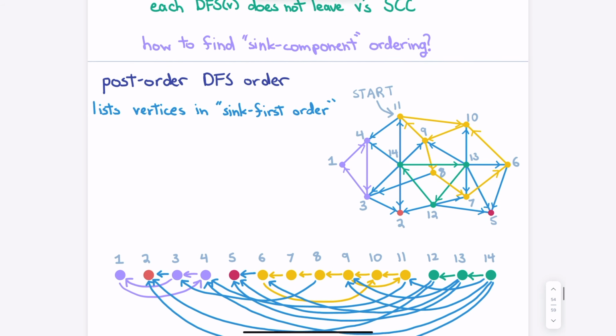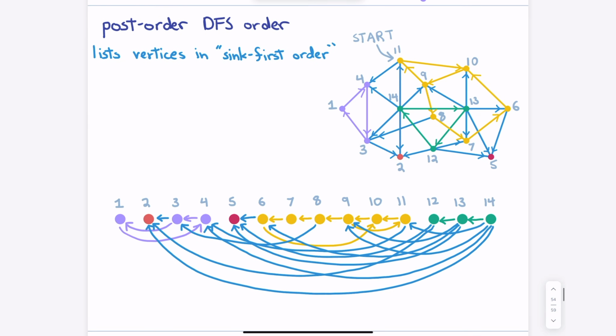Okay, so let's look at post-order DFS. I think it's post DFS order. Okay, so if I ran post DFS, then I get some kind of ordering like this. Okay, now, what's kind of interesting, or what do you guys notice about this?